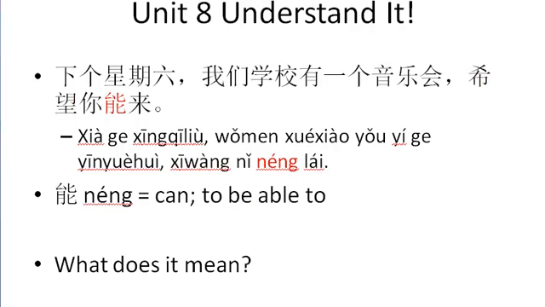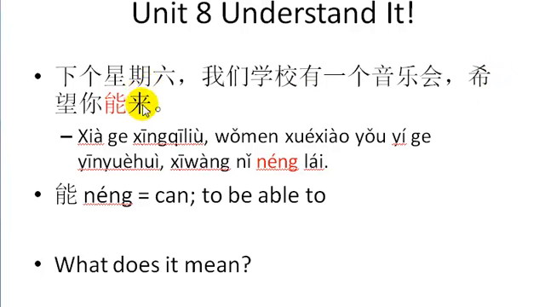Okay, here we see 能. Because we just studied 会 a while back to mean I can speak Chinese. 我会说中文, right? I can. So 能 also means can, be able to. But here's a good example of 能 and why we're using 能 in this sentence and not 会. Okay? 希望你能来. I hope you can come.